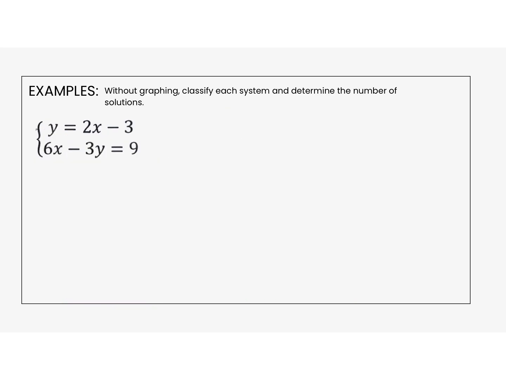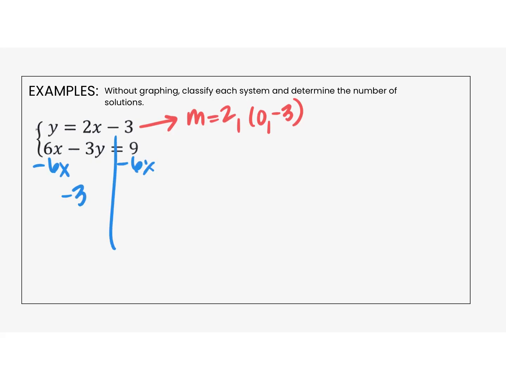These lines will never touch, so there is no solution to this system of equations. Okay, here's another example. We have y equals 2x minus 3, and then 6x minus 3y equals 9. So if we just start with this first one, that is in slope-intercept form. So my slope is 2, and my y-intercept is 0, negative 3. Second one, I'm going to put this into slope-intercept form. So I'm going to start by subtracting 6x from both sides. I get negative 3y equals negative 6x plus 9.